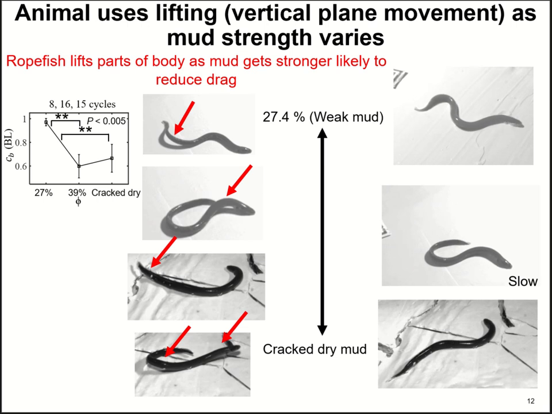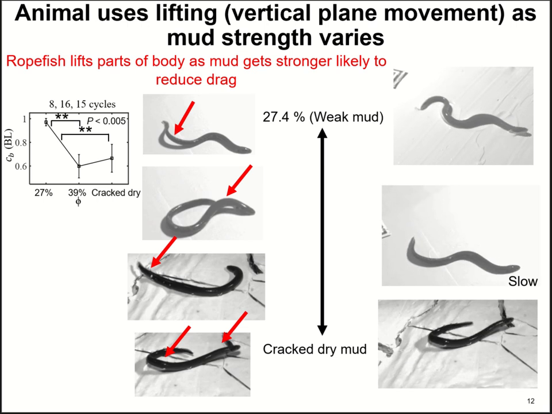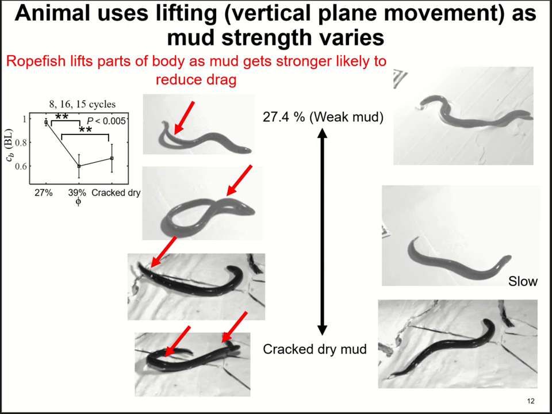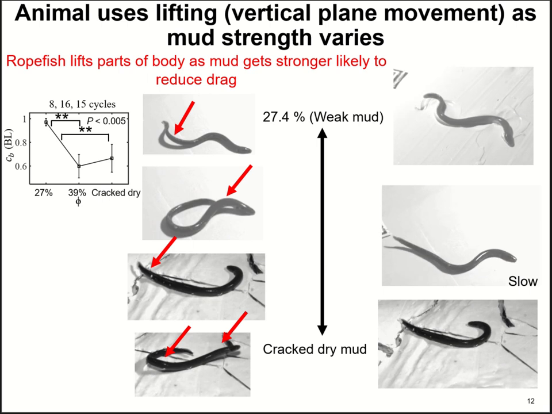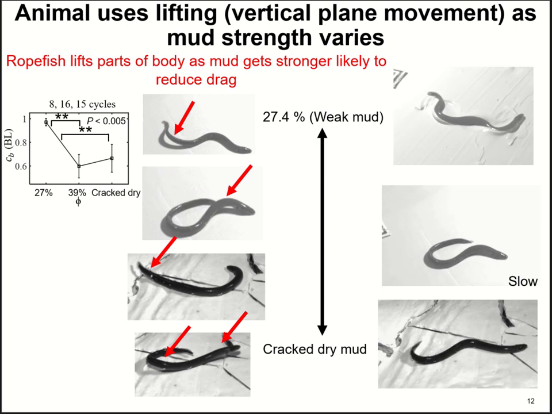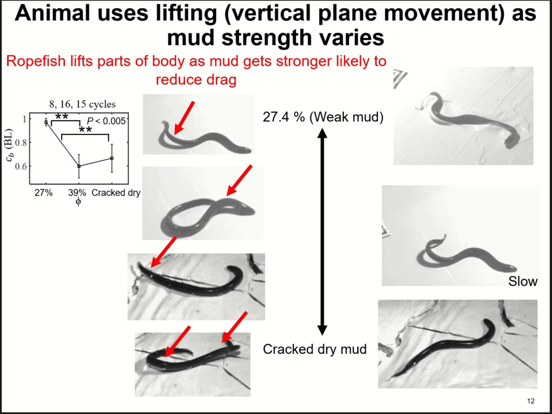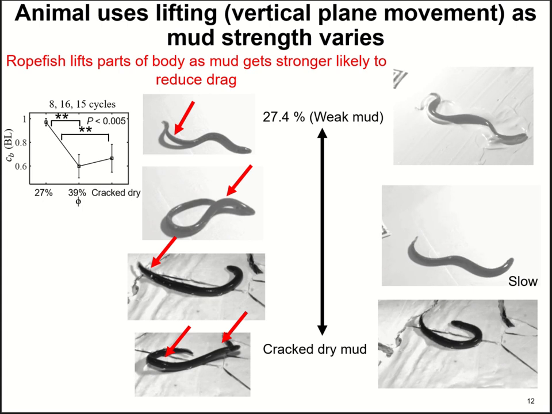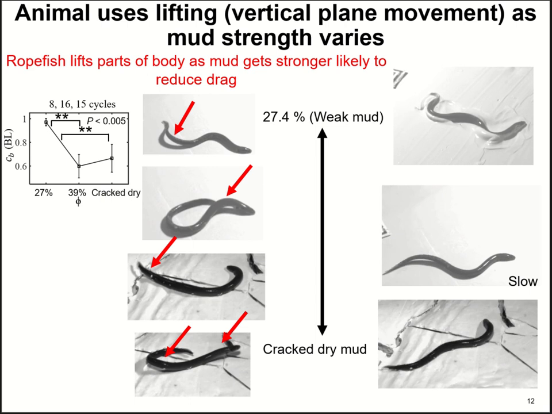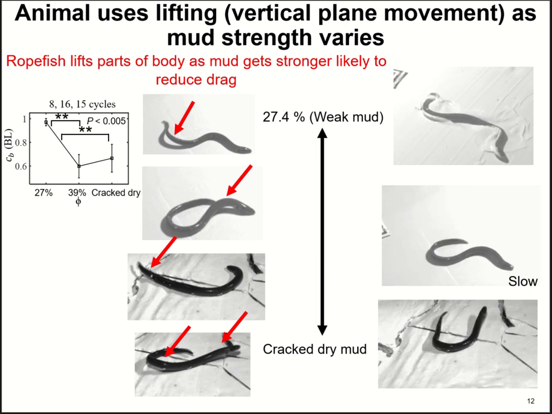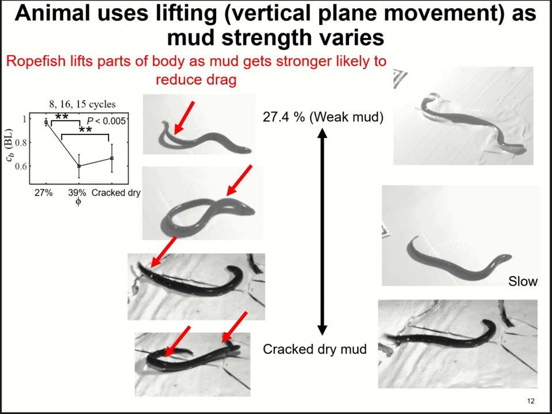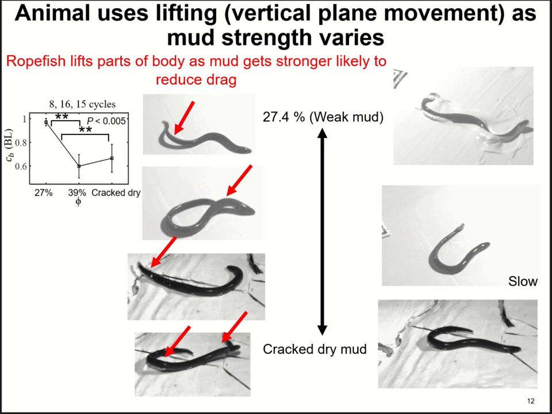On stronger mud, the contact length is reduced, which means that the animal has more lifting. So the ropefish lifts more parts of the body on stronger mud, likely to reduce drag. Here, red arrows indicate where the lifting occurs on the animal, and from the bottom two videos, you can see that the animal starts to lift parts of its body at multiple locations on the body over one cycle.